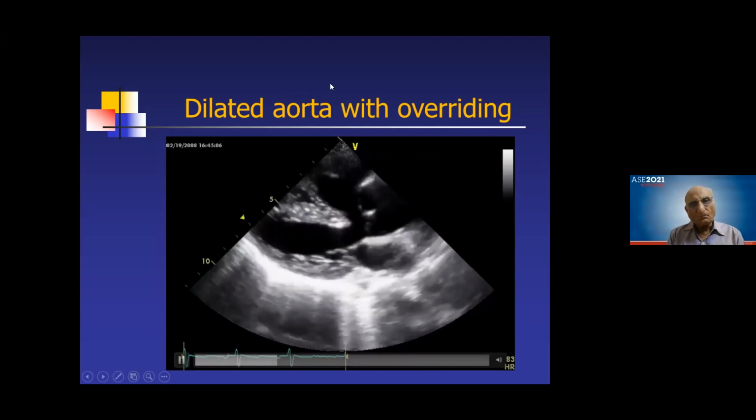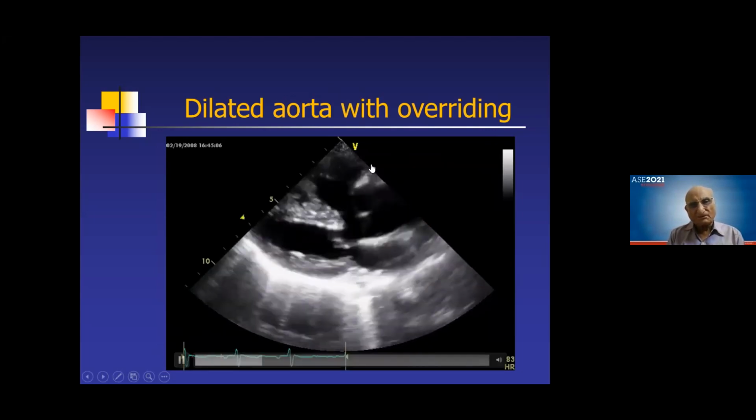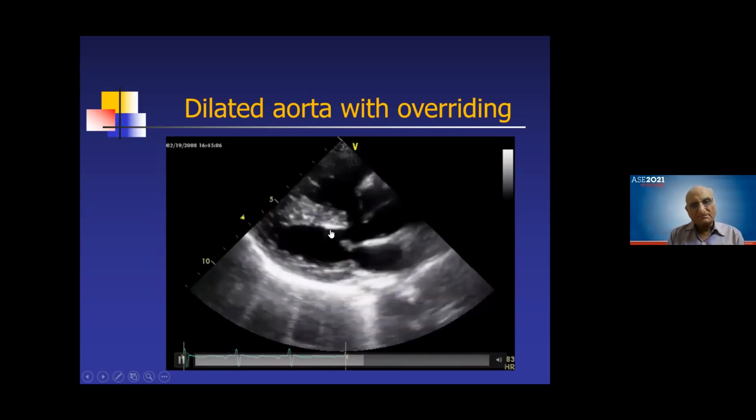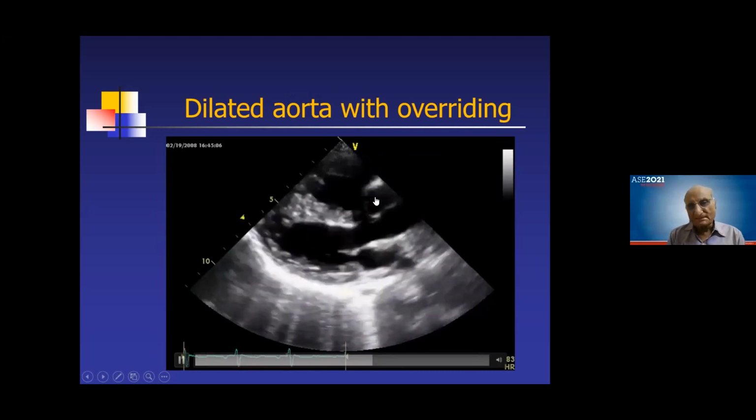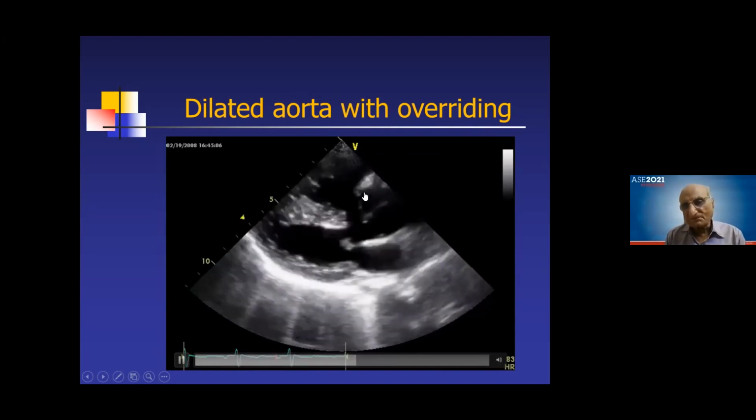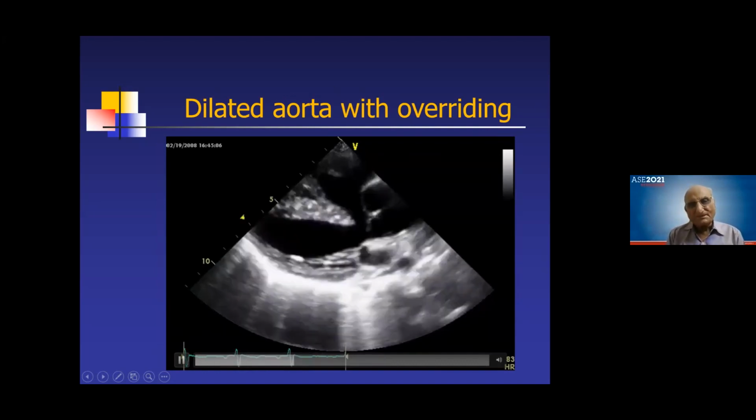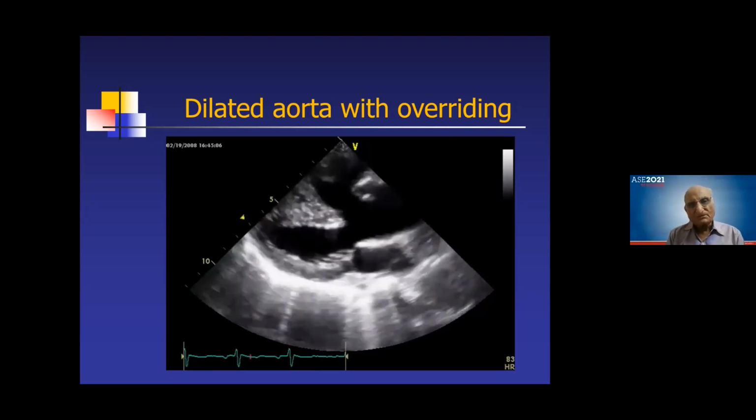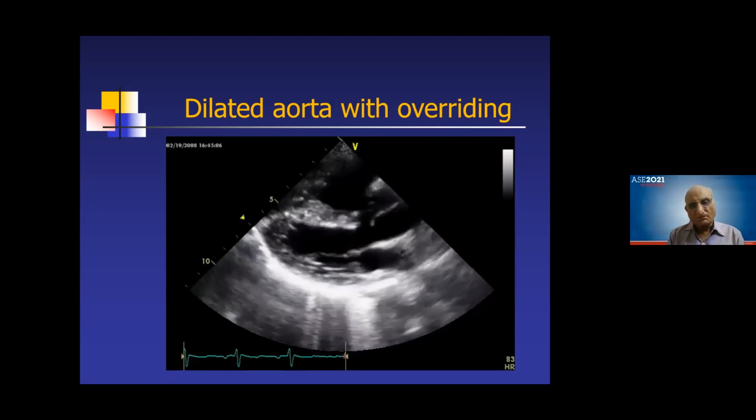And then there is the overriding of the aorta. This is the aorta. This whole is the aorta. Part of this aorta is coming from the right ventricle, part is coming from the left ventricle, and this is known as an aortic override. Sometimes it is also known as a biventricular origin of the aorta. Biventricular means it is arising from both the right ventricle and the left ventricle. So this is known as an aortic override.